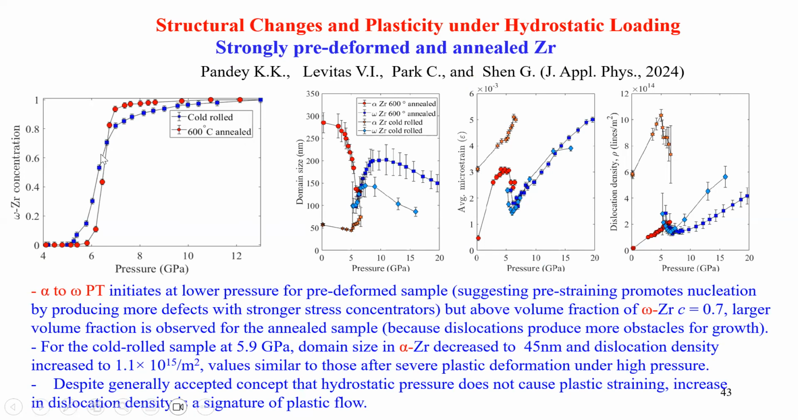And you see transformation curves. Blue is cold roll. And for pre-strained zirconium, transformation starts at 0.8 GPa earlier, but actually ends later than for annealed sample. And it's quite significant difference. And this explains partially the big scatter in transformation pressure and transformation kinetics, which is observed in literature from different groups.